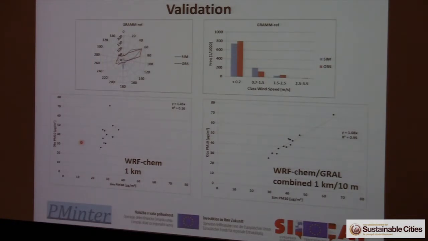Here on the left chart, you see the scatter plot when we compare observed values against simulated ones for the WRF-Chem model with 1 kilometer resolution, and the R square is pretty low, it's 0.16. On the right-hand side, when we combine those two models, we have an R square of 0.95 and a far better agreement.